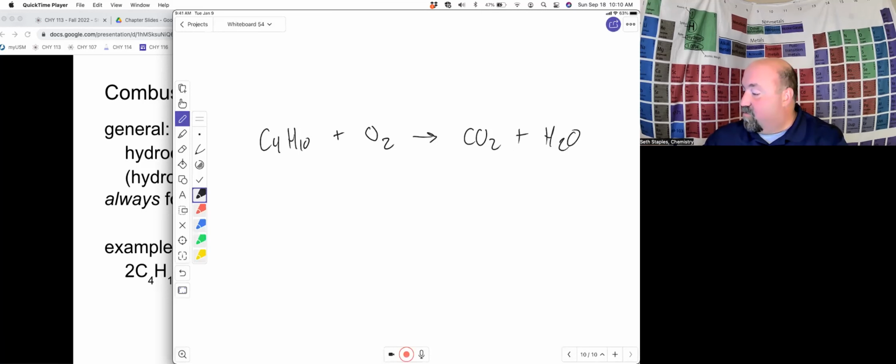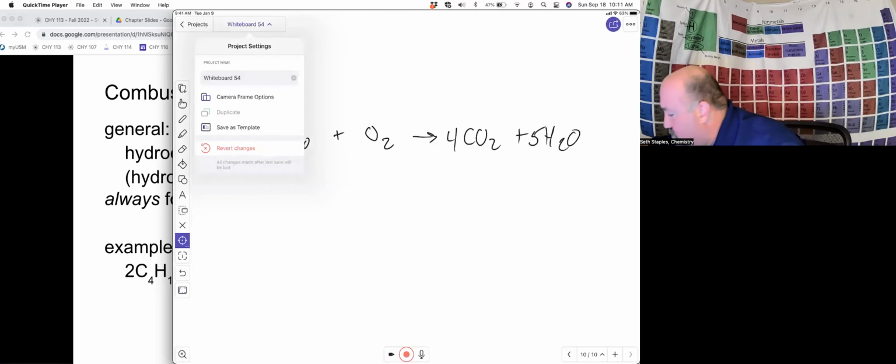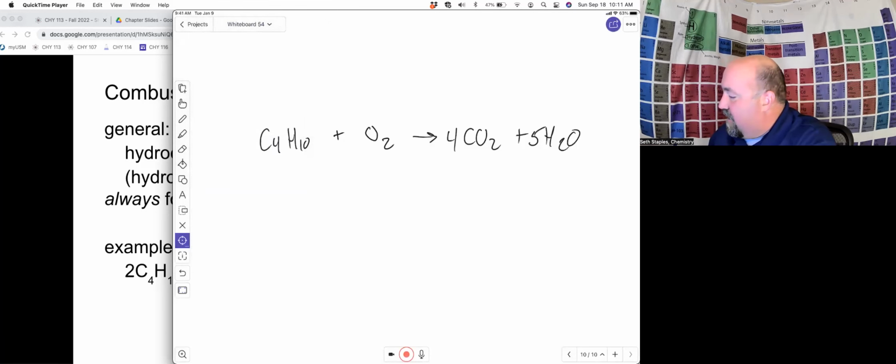I would usually start with my carbon. So I'm going to fix that with a 4. I'm going to save my oxygen for last because it's by itself. And so then I look at my hydrogens. I see that I have 10 hydrogens in my reactant side, so I can fix that with a 5 right here. Then I start counting up my oxygens. I see that I've got 8 right here and another 5. So I have 13 O2s.